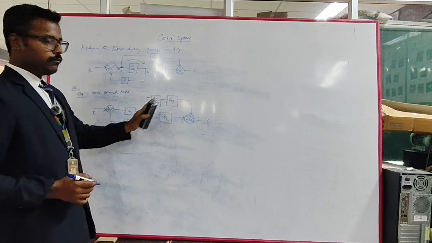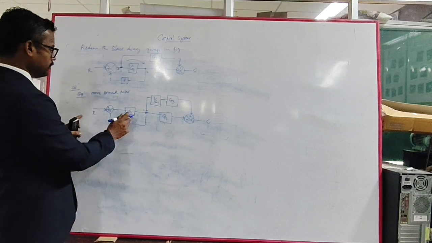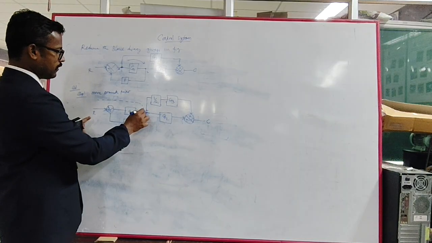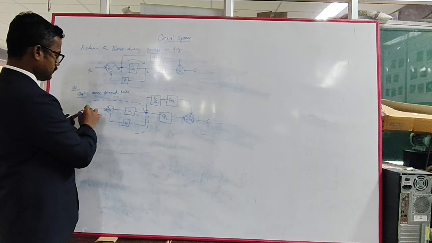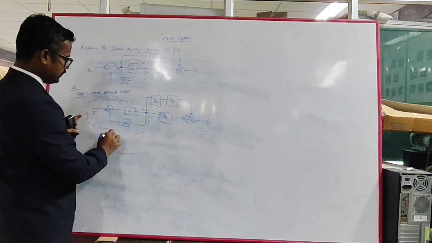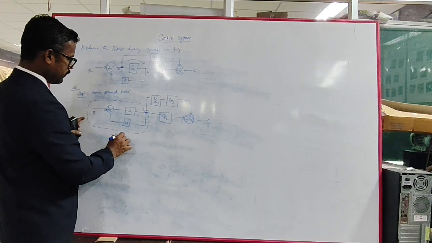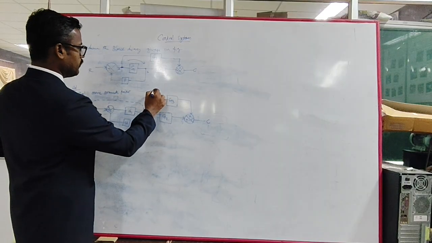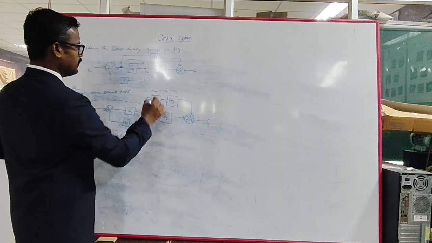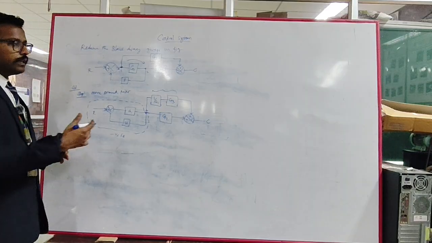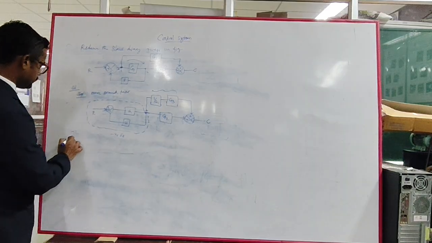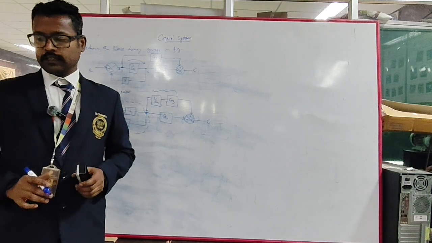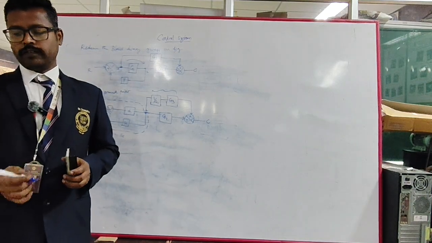Then we have to reduce these blocks. This is a simple negative feedback block, and we can reduce it. Both of the other blocks are in cascade. So in step 2, we can reduce the cascade block as well as the feedback block.